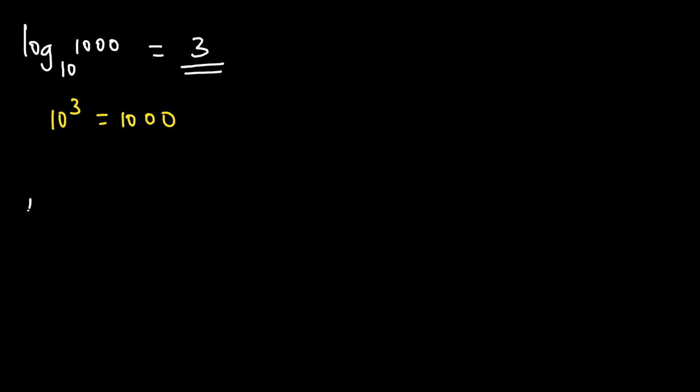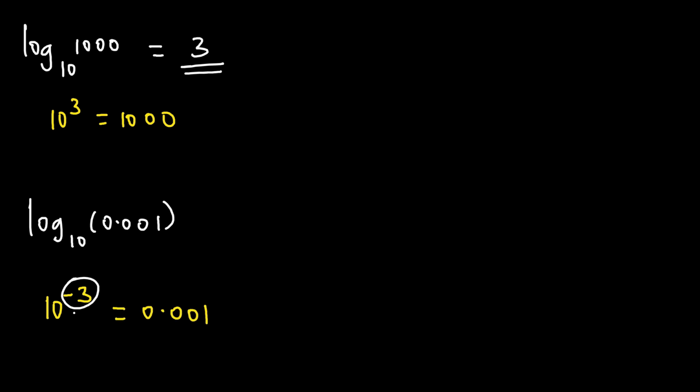Now what if you had log base 10 of 0.001? How can you evaluate this? We know that 10 to the power of negative 3 equals 0.001. Therefore, our answer equals negative 3. So log base 10 of 0.001 will be equal to negative 3.